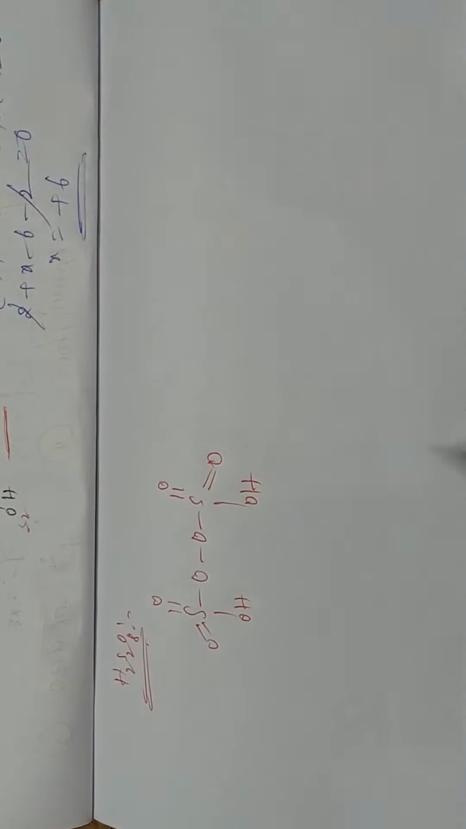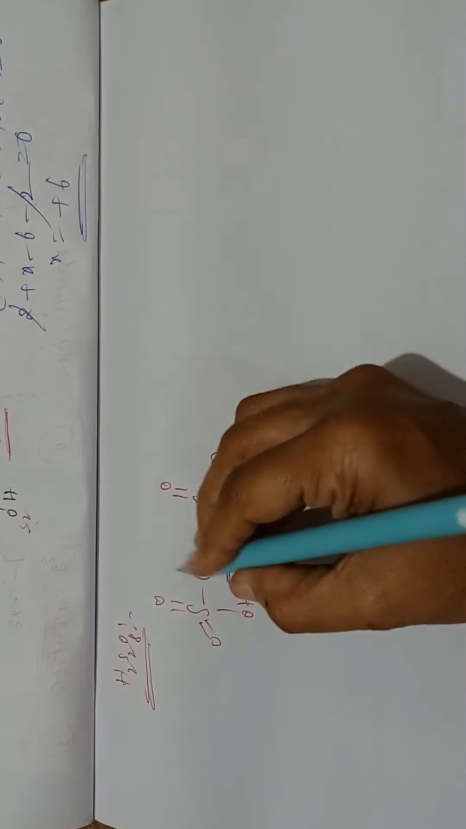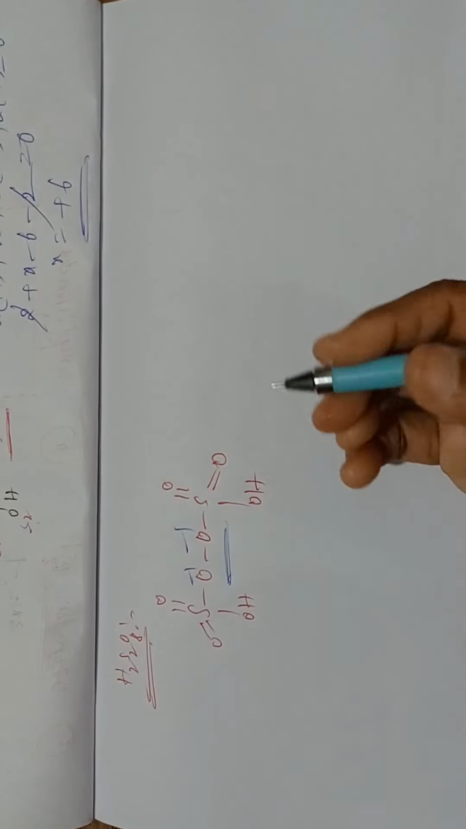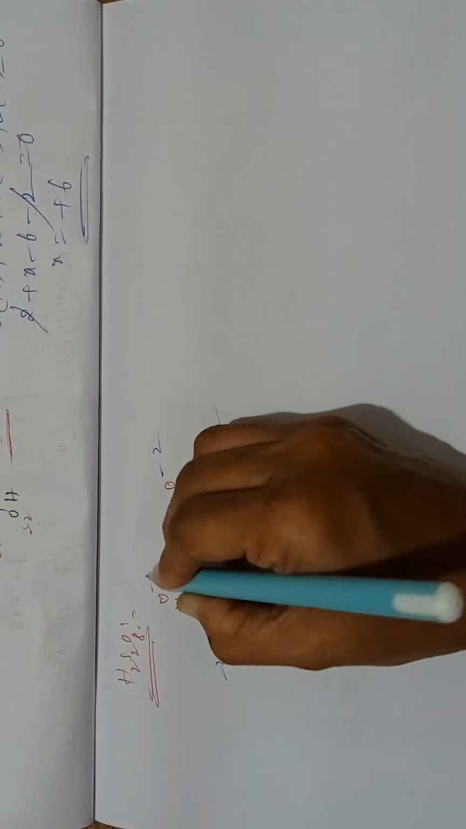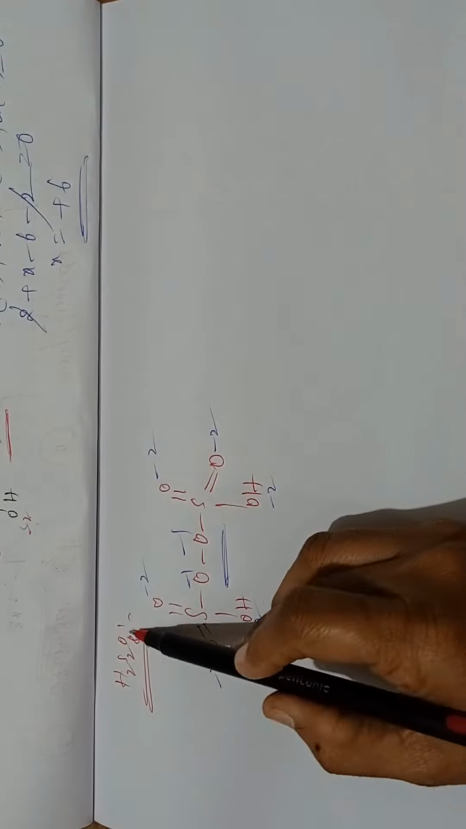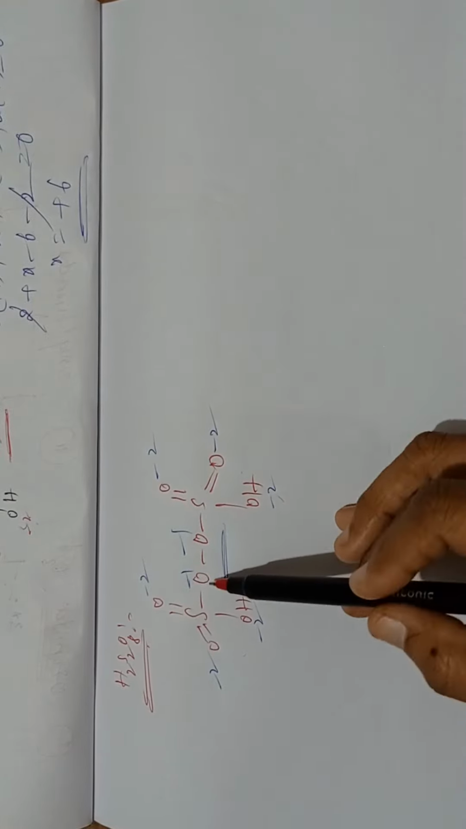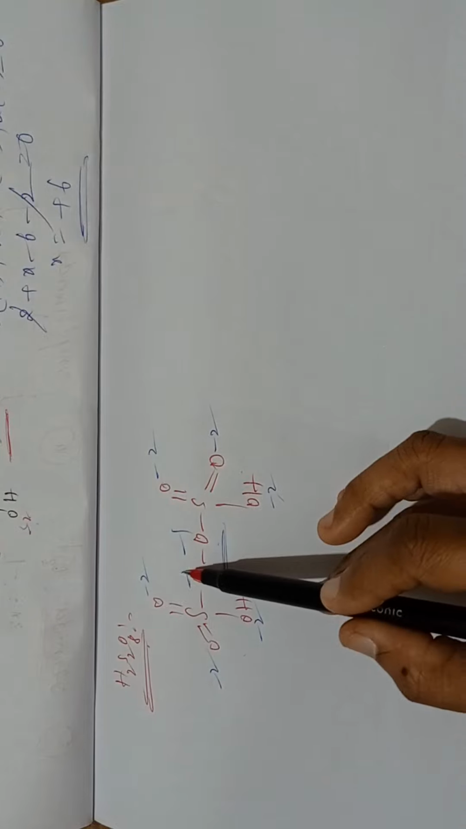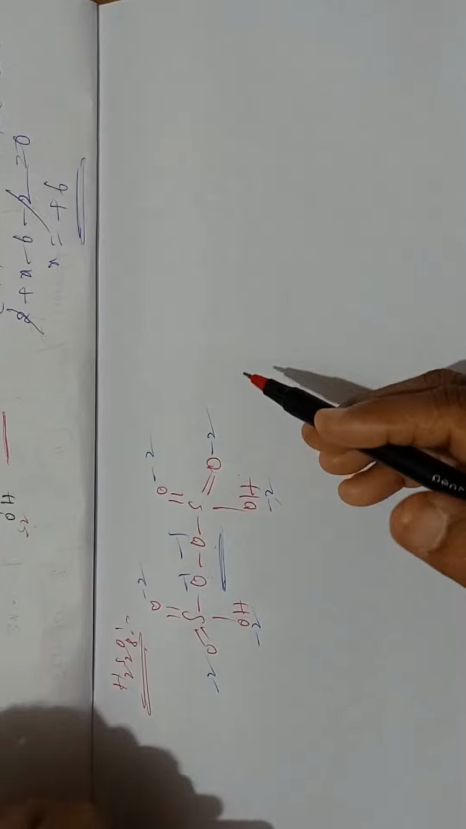This one is the peroxy linkage. Single bond O, single bond O. Here oxidation number -1, -1. Here -2, -2, and the other oxygens -2 each. Correct? Now how to find the oxidation number? That means in total 8 oxygens, 6 oxygens are showing -2 and the remaining 2 oxygens are showing -1. Understanding? So that is the oxidation number finding.